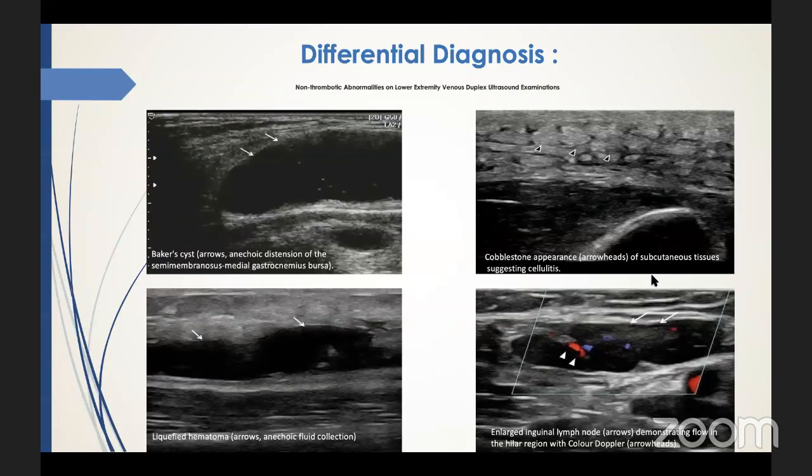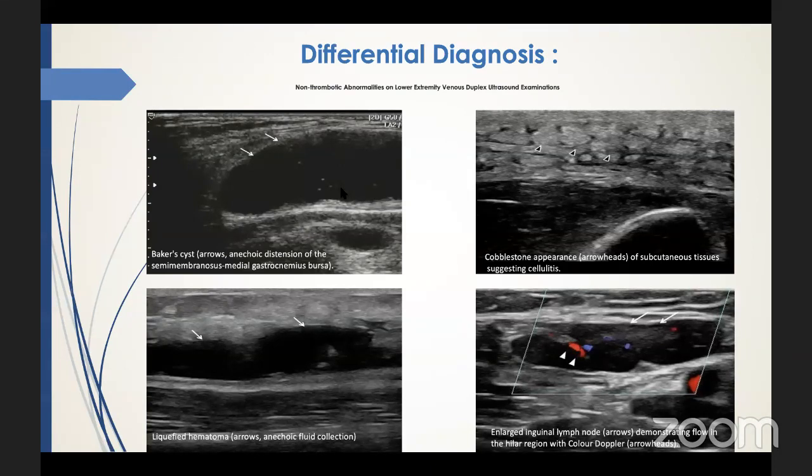Please bear in mind that there are non-thrombotic abnormalities and findings that we come across sometimes. Patients are referred to a vascular lab or radiology department to have DVT excluded. Then we find the appearance here, which is subcutaneous cellulitis. This is a typical cobblestone appearance. And also Baker's cyst, we always find them in elderly patients behind the knee.